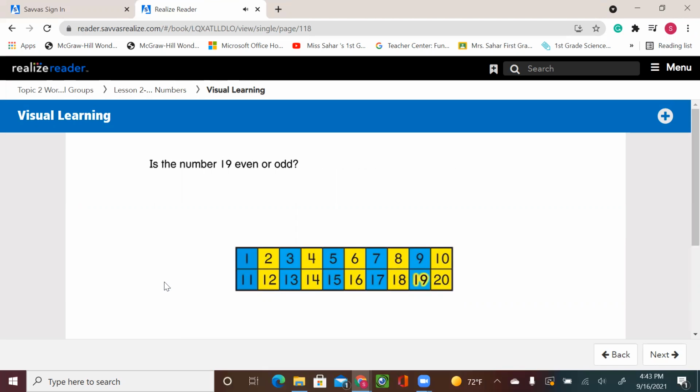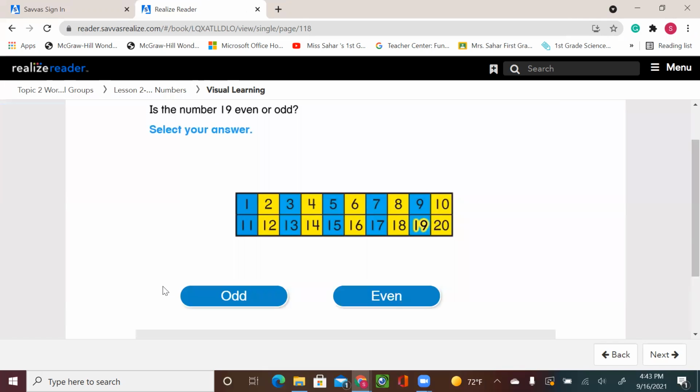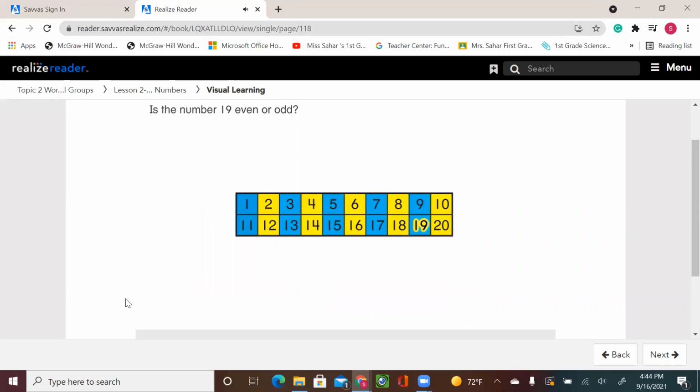Is the number 19 even or odd? Select your answer. Very good, odd, because if I look at the ones digit, the ones are 9, and I can't split 9 into two equal parts, so it's odd. The number 19 is odd. The number 19 is odd because 9, the ones digit, is an odd number.